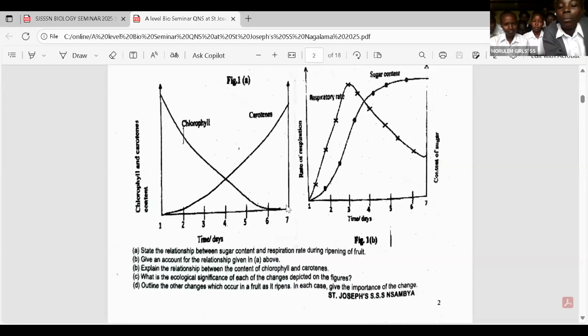Your meaning is that from 1 to 3 days, the rate of respiration increases rapidly, right? And then you continue to say, then gradually, using the same column, and you will not say again from this day. You just be continuous.